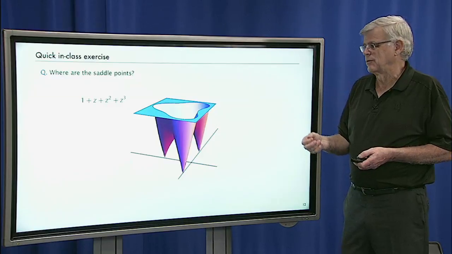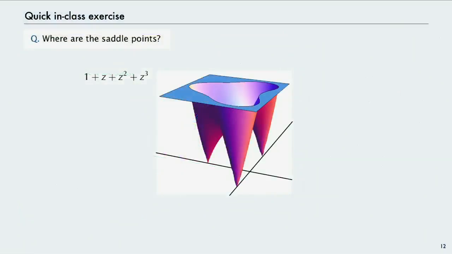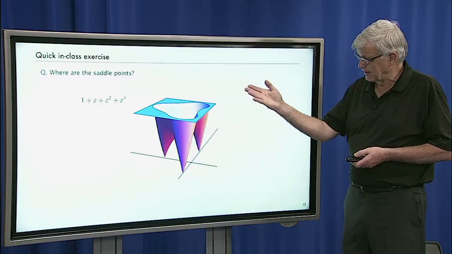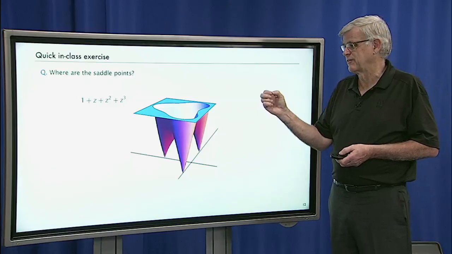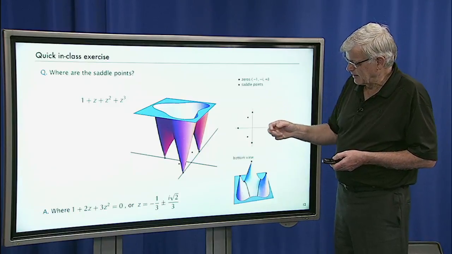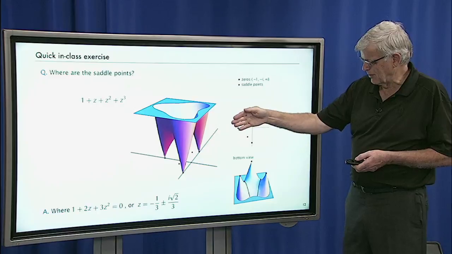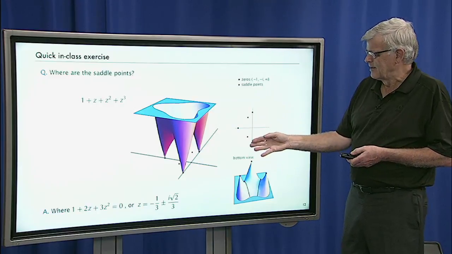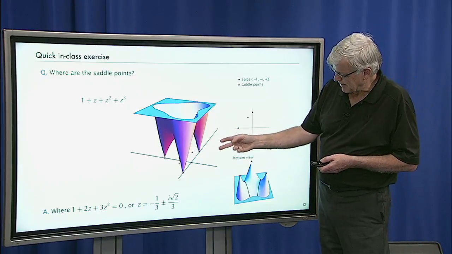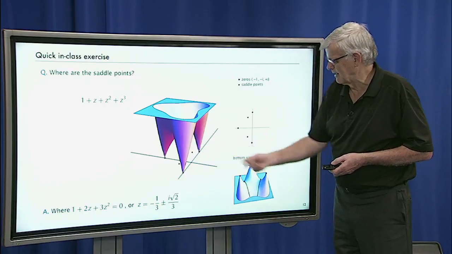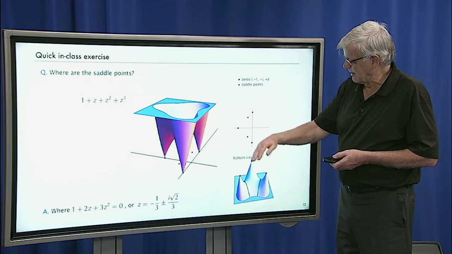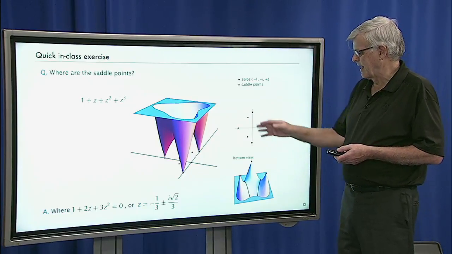Here's a simple example, 1 plus z squared plus z cubed. Where are the saddle points in this modulus surface? It's easy to know where the zeros are; that's where the thing equals 0. The saddle points are where the derivative is equal to 0. The derivative of that is 1 plus 2z plus 3z squared. You set that equal to 0 and solve it, and you find that the saddle points are at minus 1/3 plus or minus i square root of 2 over 3. That's minus 1/3 on the real axis, and then square root of 2 over 3 on either side of the axis.